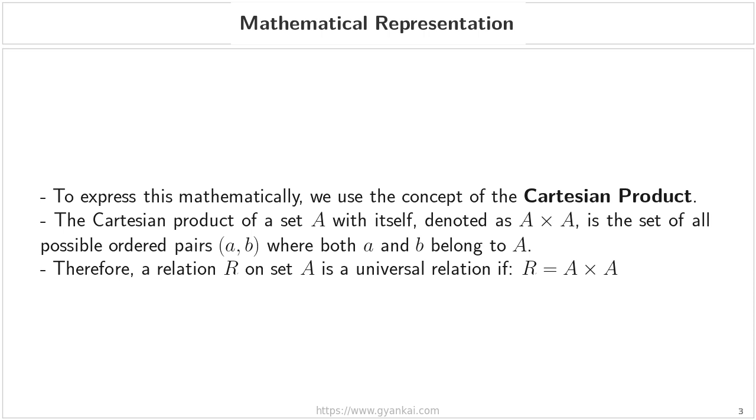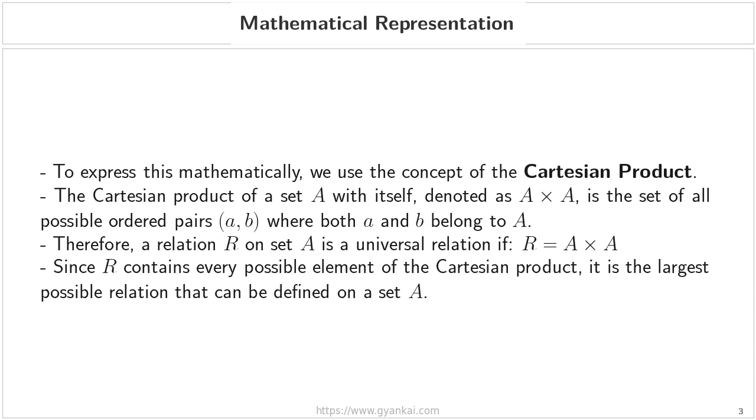A relation R on set A is a universal relation if R is equal to A cross A. Because this relation R contains every single possible pairing that can be formed from the set, it is the largest possible relation that can be defined on any given set A. In the next slide, I will guide you through a step-by-step process to actually construct one of these relations.